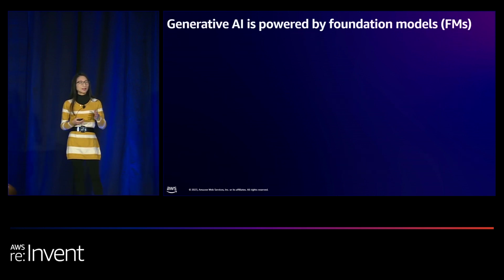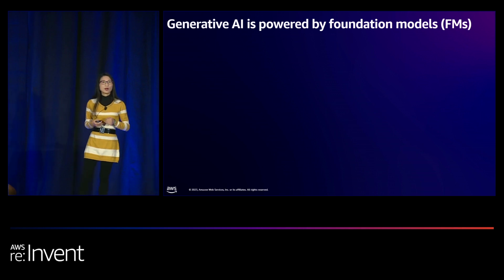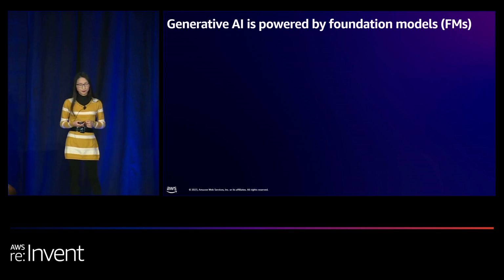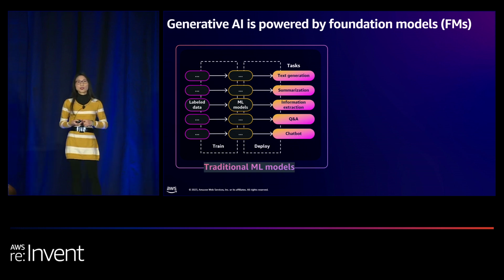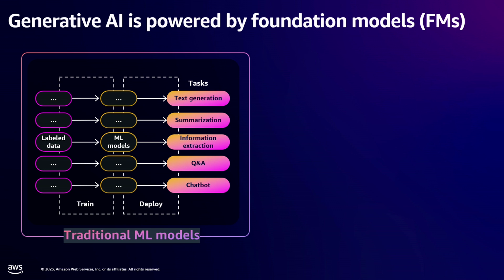Now, let's take a look at the differences from a model point of view. Most traditional machine learning models are trained by supervised learning process. So these models use architectures that require the data labeling and model training to produce one model for one specific task.